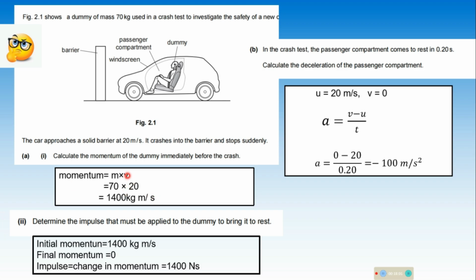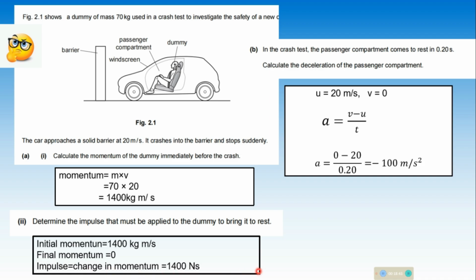So momentum is mass multiplied by velocity. Immediately before the crash, the velocity was 20, mass is 70, which is given. So it is 1400 kg meter per second. Determine the impulse that must be applied to the dummy to bring it to rest. Initial momentum is 1400. Final momentum is 0 because it stops suddenly. So impulse is change in momentum, which is 1400 Newton second.